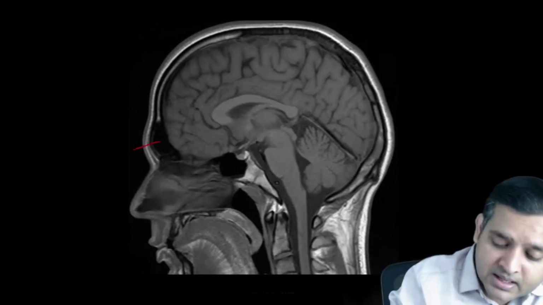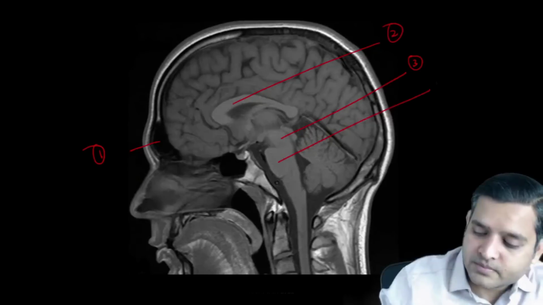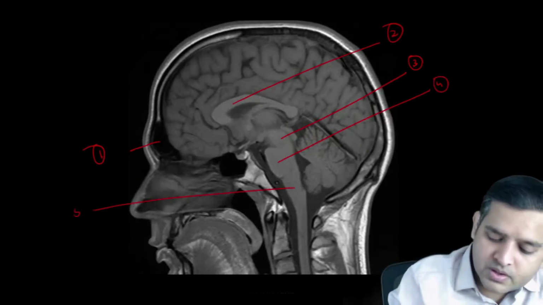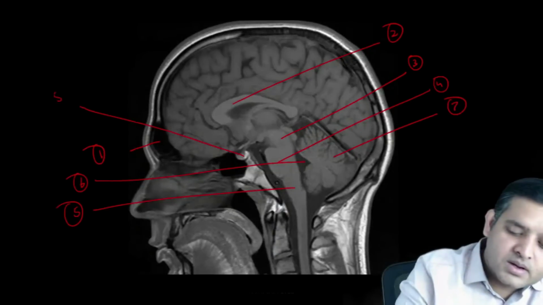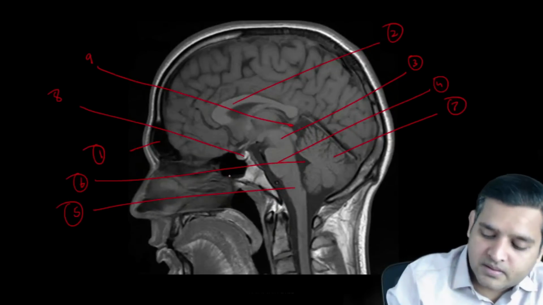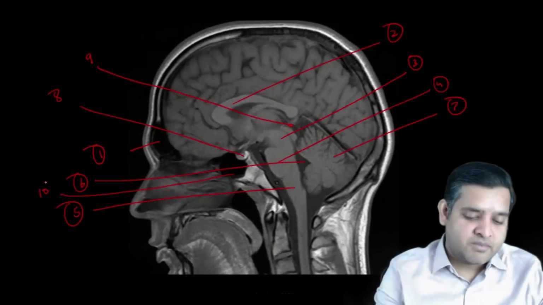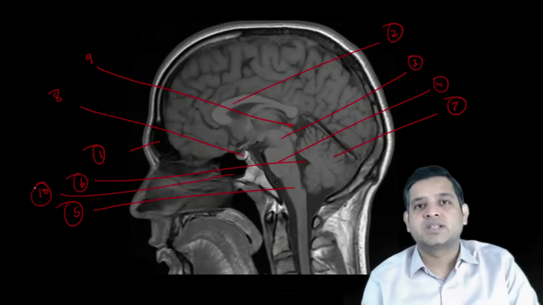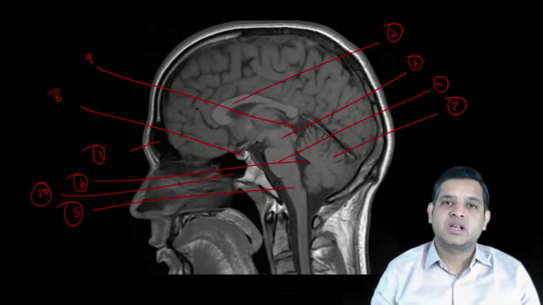Okay. So I am marking as 1, 2, 3, 4, 5, 6, 7, 8, 9 and 10. So there are 10 structures that I have marked and I want all of you to tell me what these structures are. If you can mark these 10 structures, your anatomical understanding on a radiological image is correct.